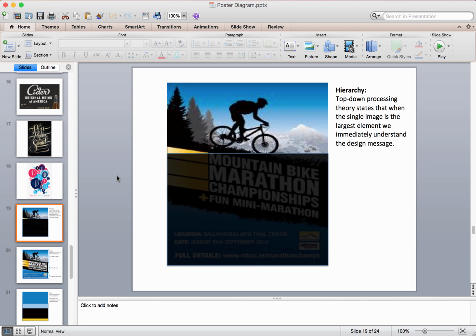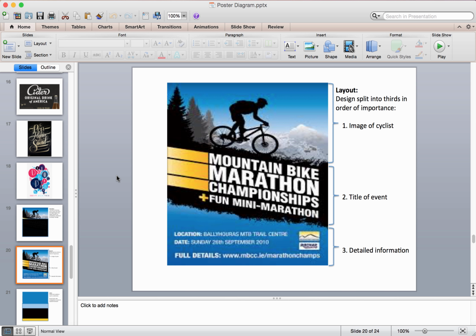So evaluating my poster, this is really first about hierarchy, and I'm going through the steps in the reading. Hierarchy, top-down processing theory states that when the single image is the largest element, we immediately understand what the design message is, and he's placed at the very top. That helps because as we read down, top to bottom, we get more and more detailed information, but the big picture is it's about mountain biking. And that layout is top to bottom built in threes, divided into three. Three is a great design number. The title of the event is second, and then any relevant detailed information, if you happen to be interested in this event, can be found at the bottom.